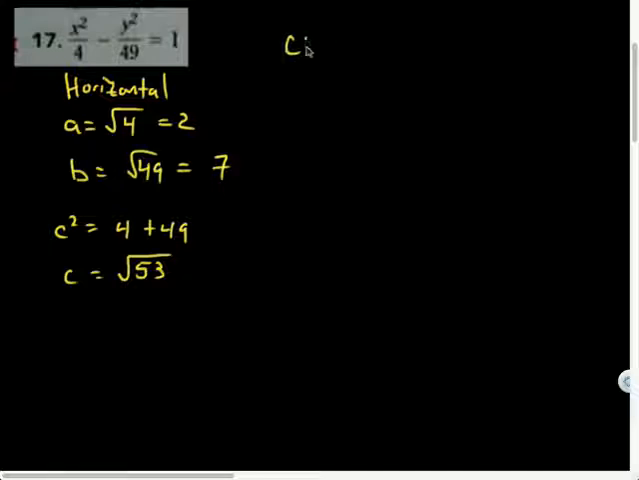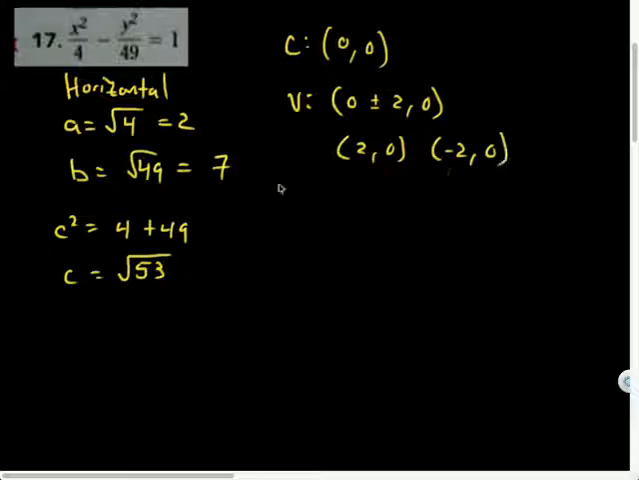So that's the value of c. The center is 0, 0 in this case because there's no number with the x and y attached. The vertices, let's see, this is horizontal, so I'm going to add and subtract the a value to the center. So 0 plus or minus 2, comma 0, which would give me 2, 0 and negative 2, 0.